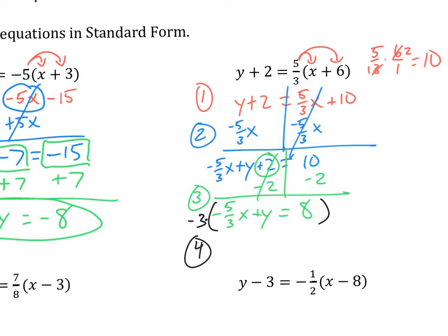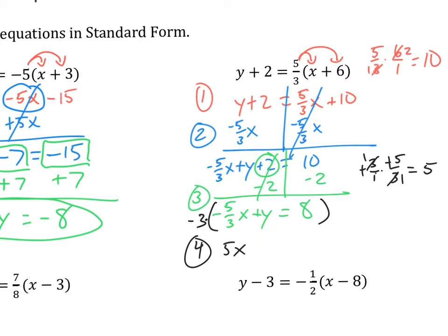So when we do that, we'll end up with negative 3 times negative 5/3, and I'll even do this over here, negative 3 over 1 times negative 5/3. Those 3's will cancel out and become 1, and those negatives will cancel, that just equals 5. So I'll end up with 5x, and then negative 3 times a positive y.